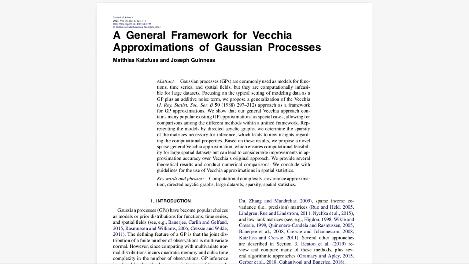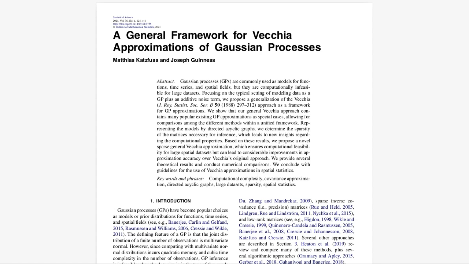Exactly. Now, to really see how well these choices work in practice, Katzfuss and Guinness put SGV to the test. Drumroll, please. SGV consistently outperformed other methods in terms of accuracy while remaining computationally manageable, even with data sets containing hundreds of thousands of data points. Wow. That's really impressive. So it lives up to its promise. It does, and what's even more remarkable is that SGV achieved this performance while maintaining a computational speed that scales linearly with the size of the data set.